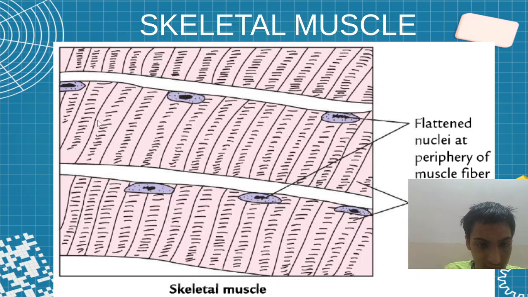Here we are finding striations. You can see these are the striations. These very thick lines and thin lines you are seeing are the light and dark bands of the skeletal muscle.